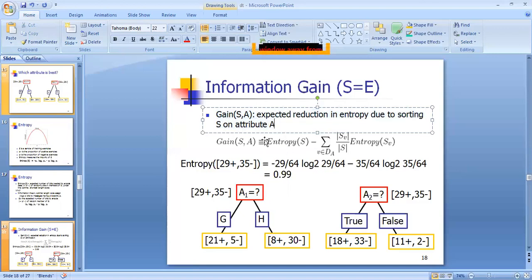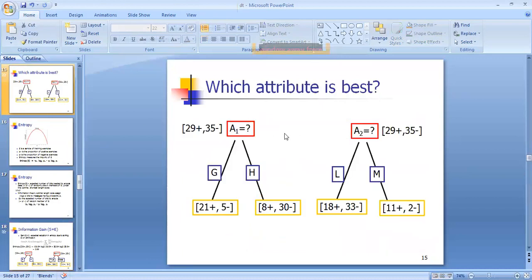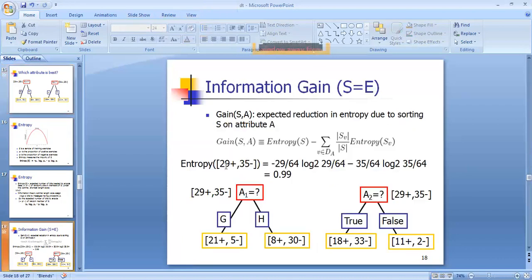So this is the example we have taken. Entropy gain is equal to entropy of S minus... So this is the formula. Suppose you have to calculate which attribute is best. First you calculate the entropy. Here you see 29 plus, 35 minus. What is yes? 29. What is no? 35.